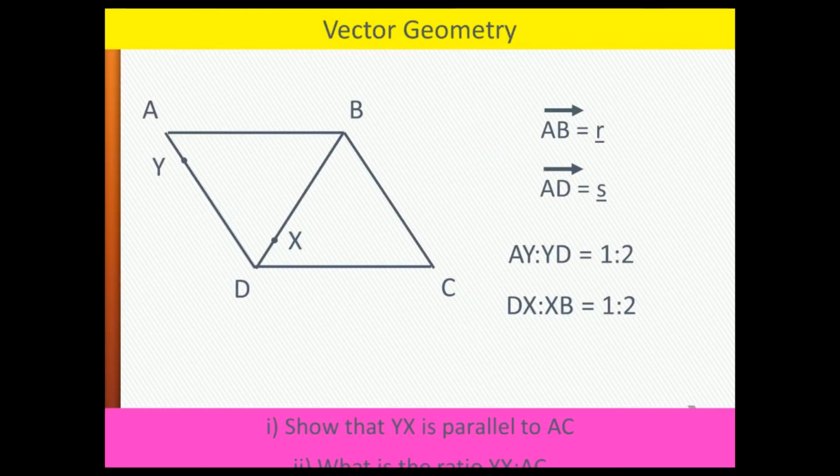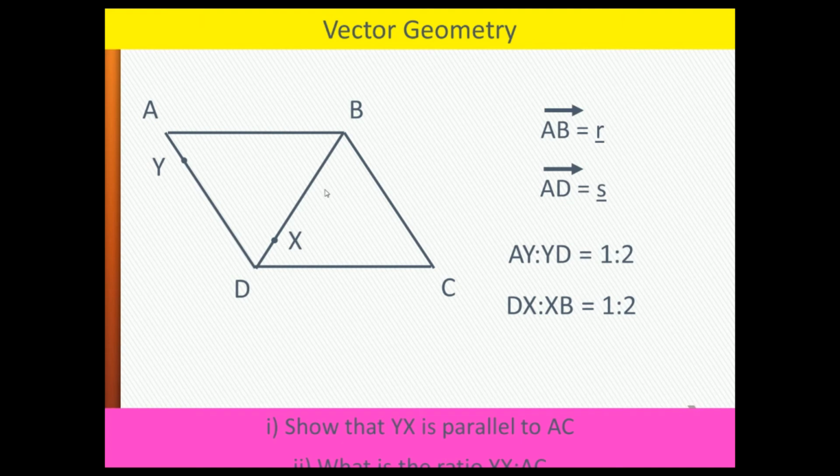Okay. So let's look at a harder question. Let's look at this one. So we know that AB is the vector R, and we know that AD is the vector S. We know that AY to YD is in the ratio 1 to 2, and DX to XB is in the ratio 1 to 2 as well. Now we're asked to show that YX is parallel to AC, and what is the ratio of YX to AC? The ratio bit confuses people. In a ratio 1 to 2, you're splitting something into 3 parts. 1 part is there and 2 parts there, so that's 3 altogether. So AY is equal to a third of AD, and YD is equal to 2/3 of AD, and similarly for D and B.